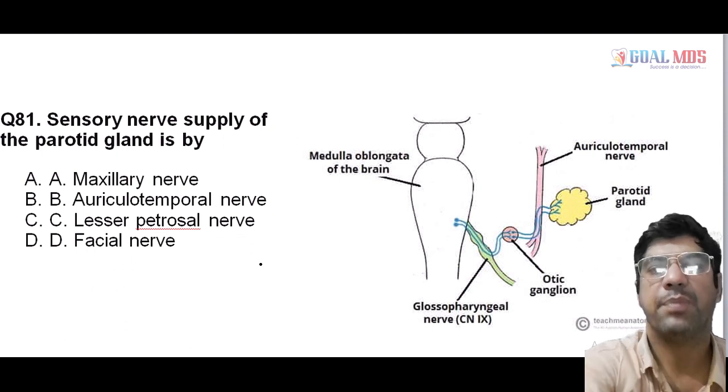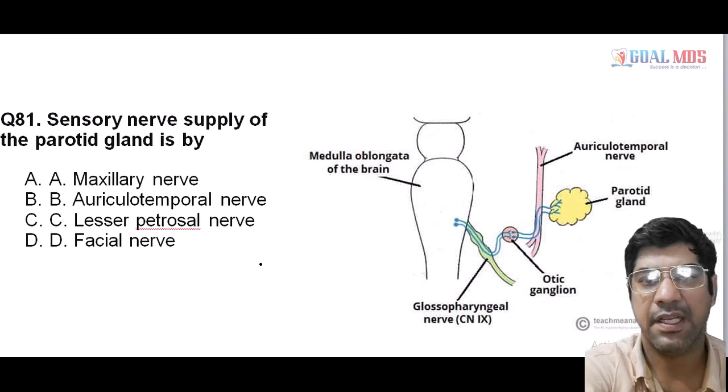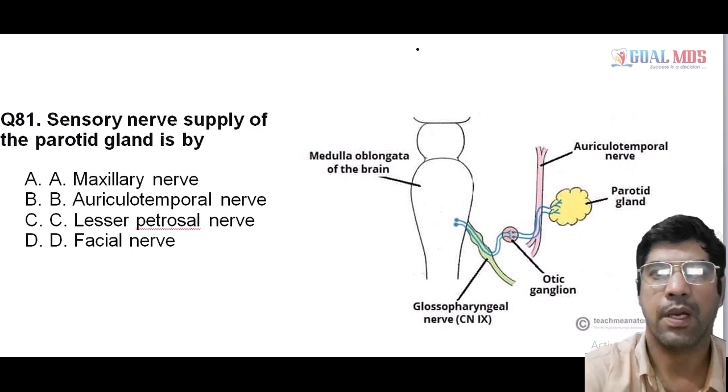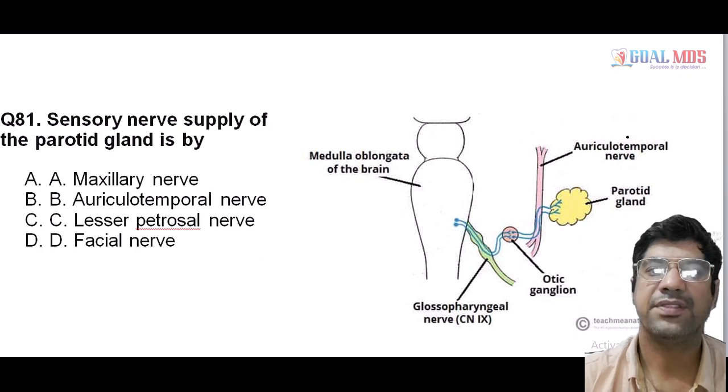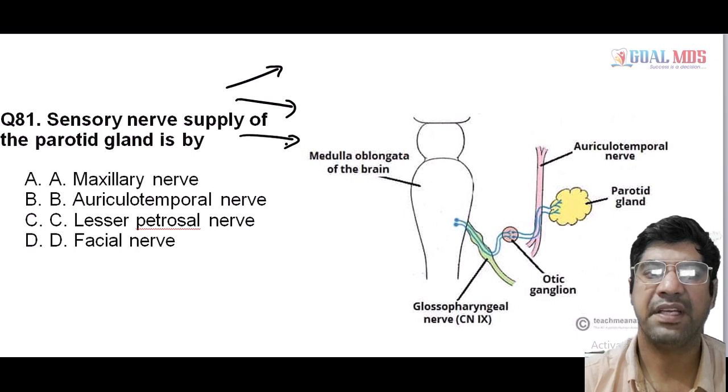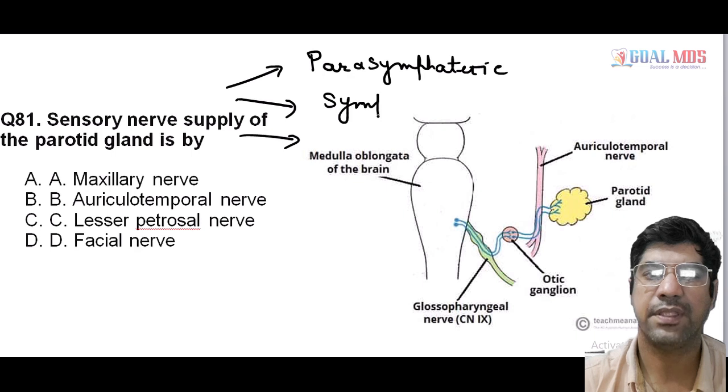The sensory nerve supply of the parotid gland is through the auriculotemporal nerve, this nerve. Now the parotid gland receives nerve supply through parasympathetic nerves, sympathetic nerves, and sensory nerves.